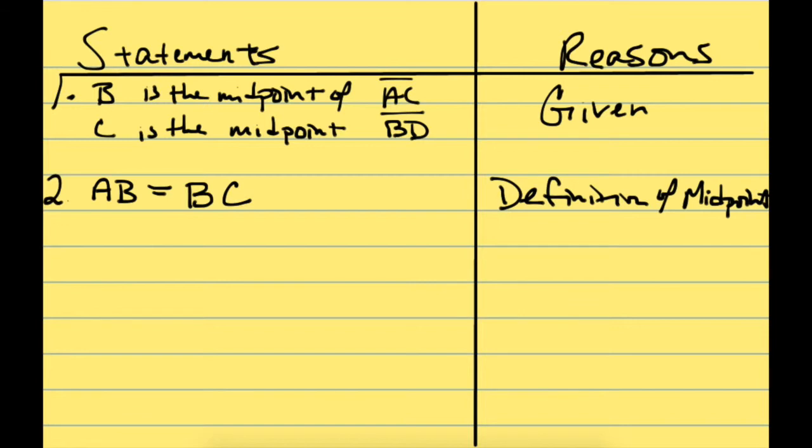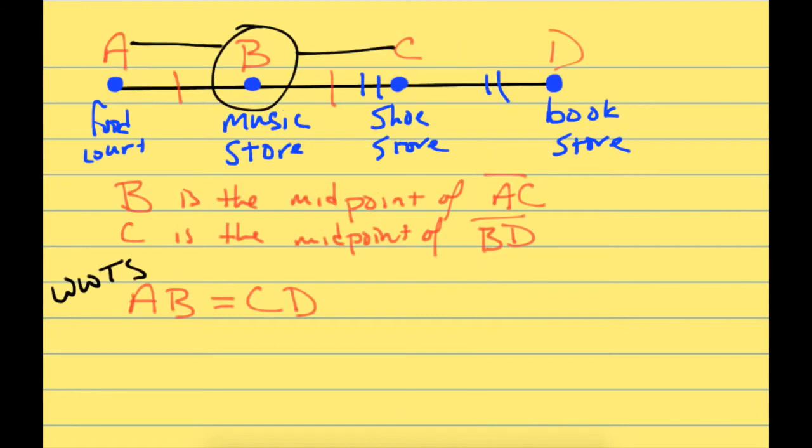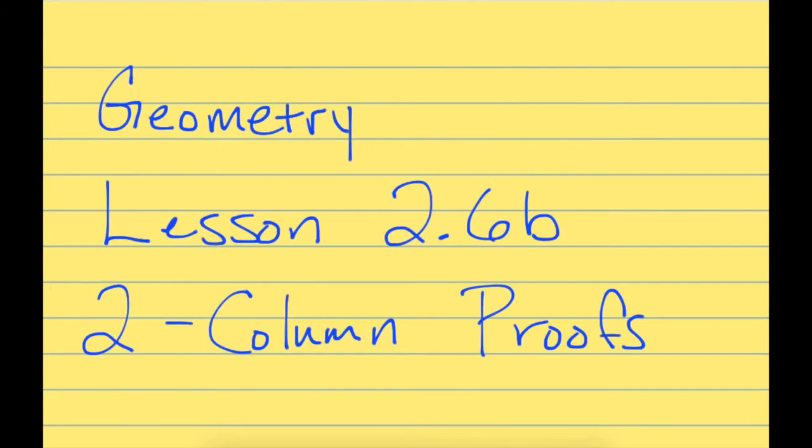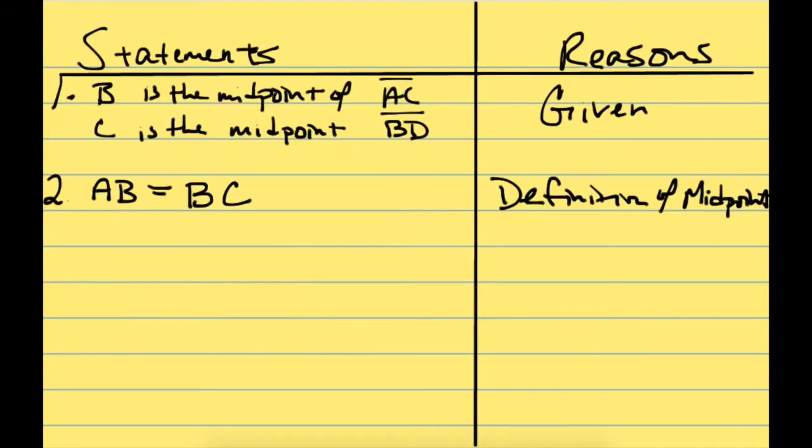Now, we can use the same reasoning for the other side of our segment. If we look at the other side of our segment, C is the midpoint of BD, which means that the distance from B to C is equal to the distance from C to D. So, BC is equal to CD. Again, definition of midpoint.